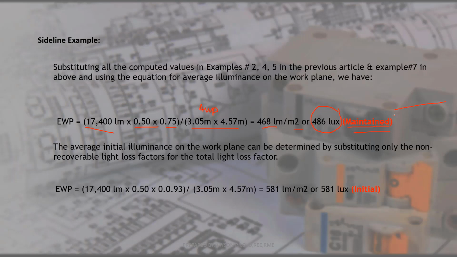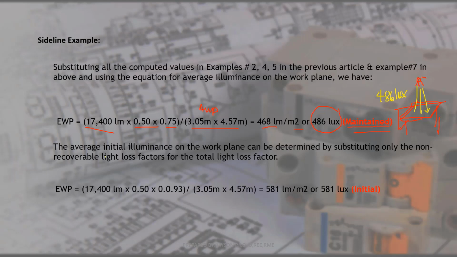So if this is your table, and this is the light, therefore the light reaching here is 486 lux.